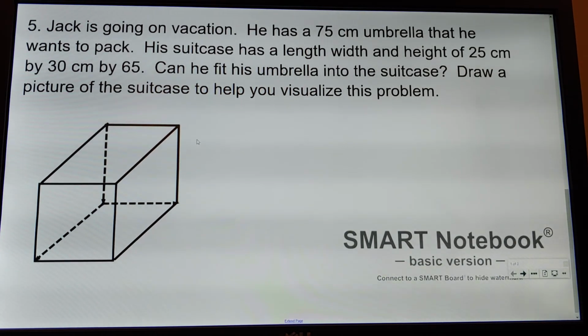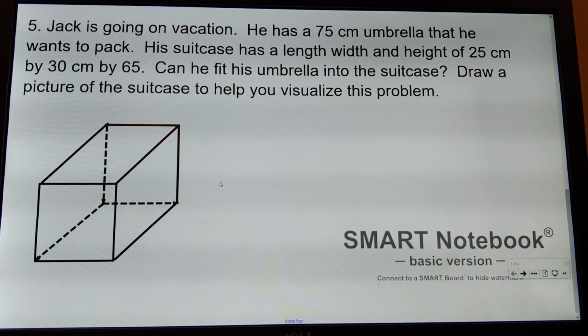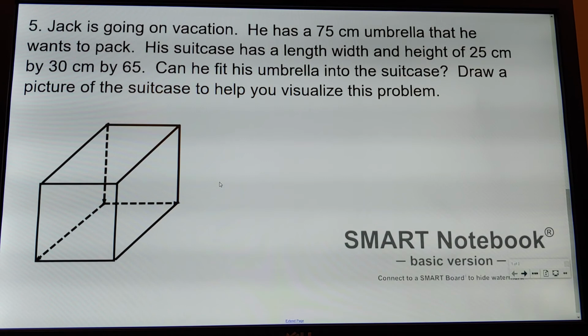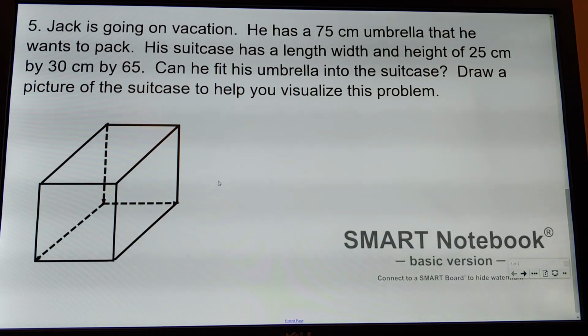So there's the suitcase, okay? So you want to know if he can stuff his umbrella in there. And I'm not going to give you any more prompting than that. It's meant to be a little bit of an extra challenge. And when I put up the answers to this video, I will show you how to solve this and figure out if you can fit it in there or not.